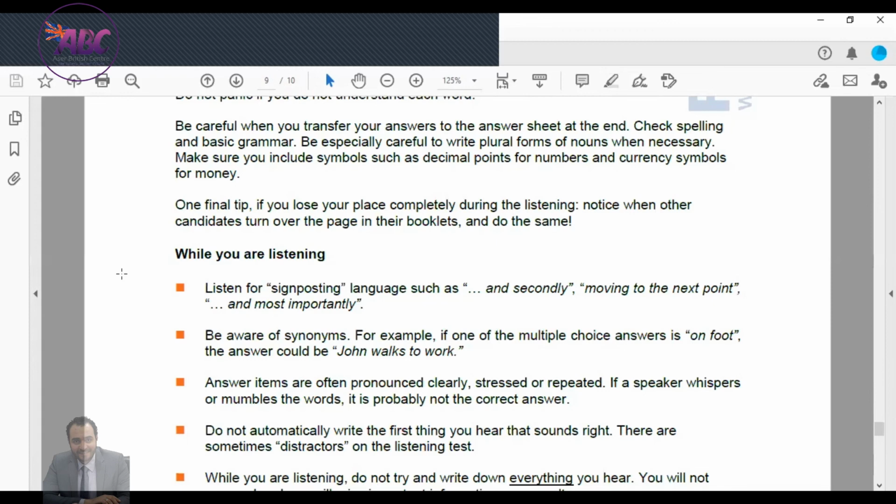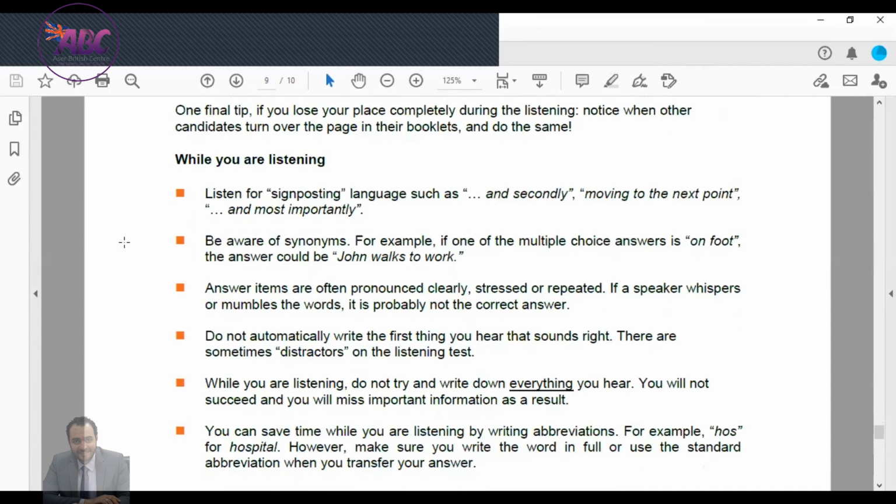While you are listening, listen for signposting language, such as "secondly" and "moving to the next point." Be aware of synonyms. Synonyms are used very, very much in reading, in listening, in speaking, whatever. Pay attention: for example, in one multiple choice question, the answer is "on foot," and the answer could be "don't want." So don't expect to hear the same words as in your topic.